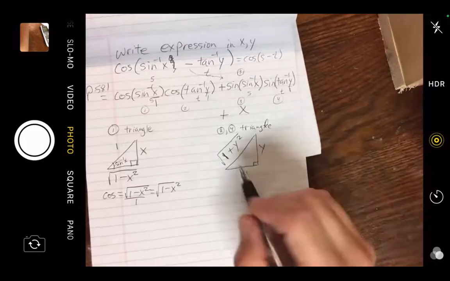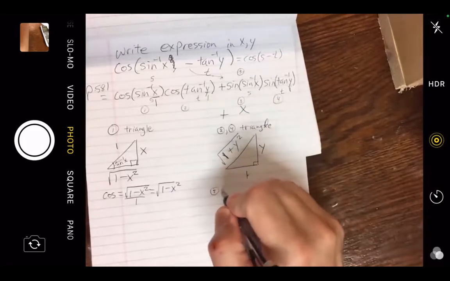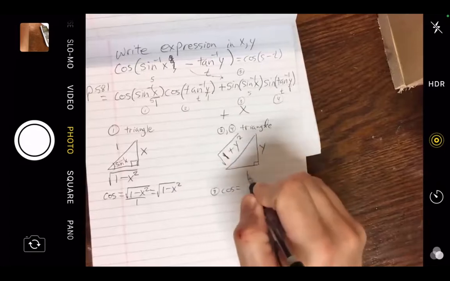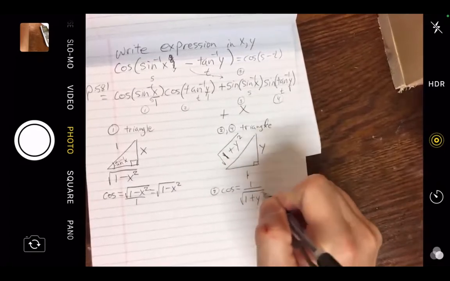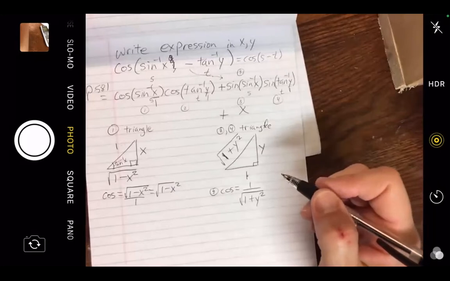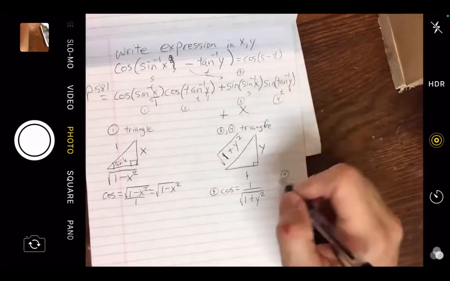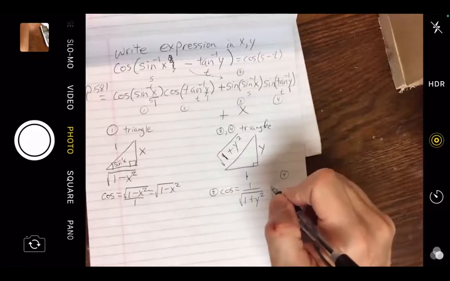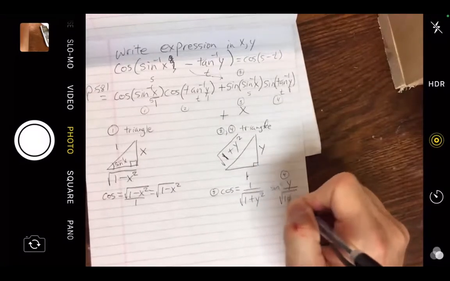Okay. So for piece 2, all you need is a cosine. Well, that would be adjacent over hypotenuse. That's 1 over the square root of 1 plus y squared. And for piece 4, you need a sine. So the sine is equal to opposite over hypotenuse.